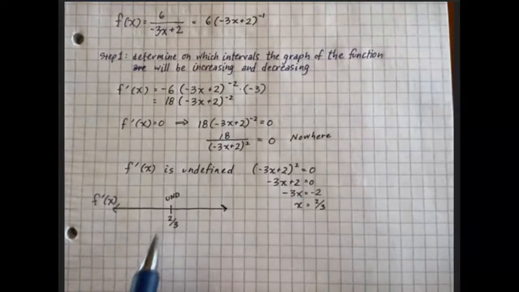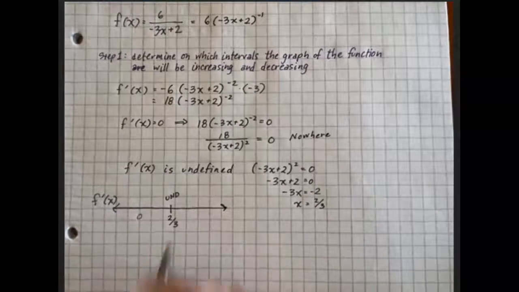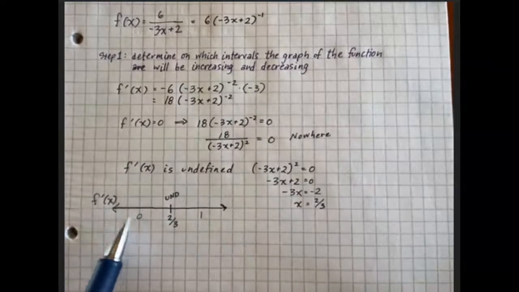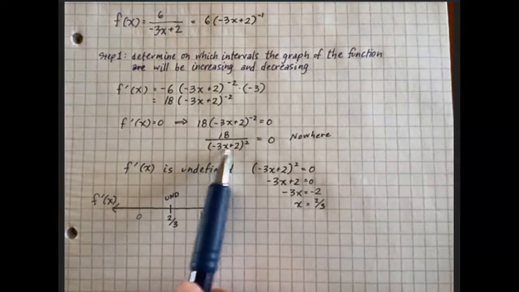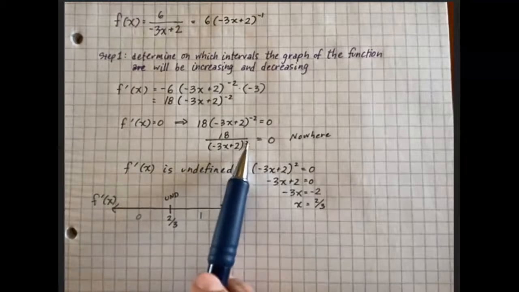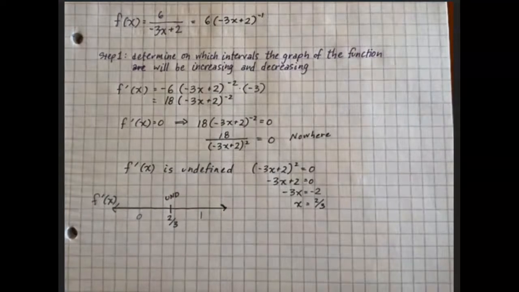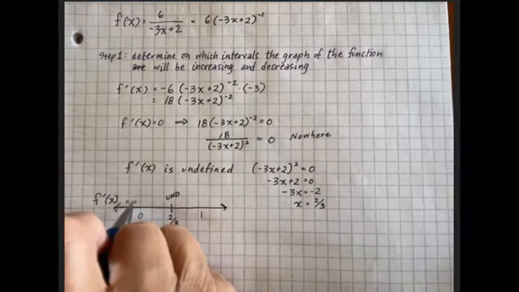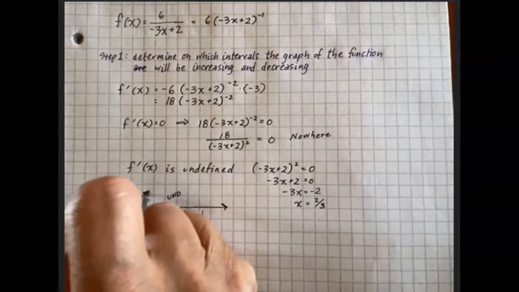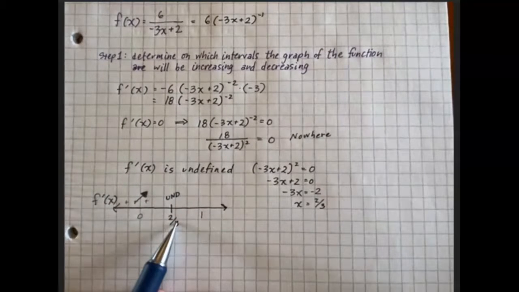Let's say less than 2/3 we can try 0, and more than 2/3 we could try 1. So f prime of 0 is, let's see, 2 in the denominator, right? Yeah, so squared, so it's 4, so it's positive. So we know that these values are positive. In other words, the function's increasing on that interval from negative infinity to 2/3.